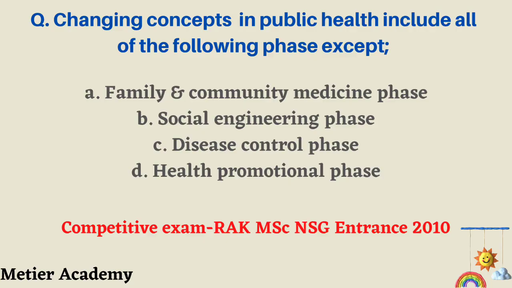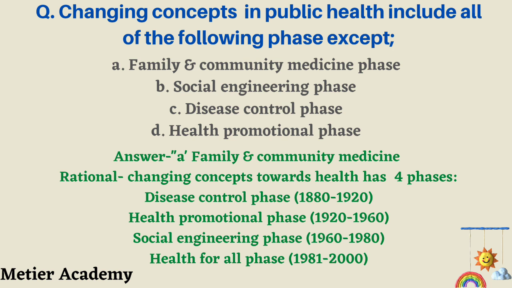The first question from the topic introduction to community health nursing is: changing concept in public health include all of the following phases except. The options given here are family and community medicine phase, social engineering phase, disease control phase, health promotional phase. This question was asked in the 2010 RAC MSc Nursing Entrance Exam. And here the correct answer is option A, that is family and community medicine phase. See, there are four phases in concept in public health. They are disease control phase, health promotional phase, social engineering phase, and health for all phase.